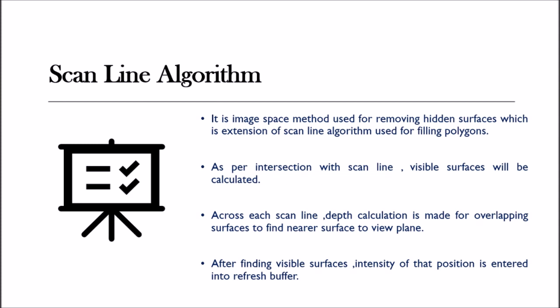Now after finding the visible surfaces, you can transfer the intensity of the position into the refresh buffer. So you can transfer it after finding the visible surfaces. So this is nothing but how the scanline algorithm works.